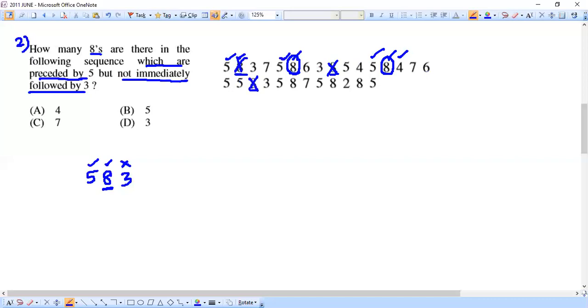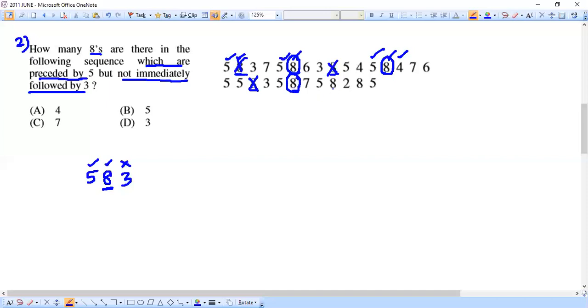That means this cannot be taken. Come here, previous digit here. Yes, this 8, previous digit is 5. Yeah, right. And the following digit is 7. So that means this 8 can also be taken. Is it or not? Yeah, this is also obeying the condition, right?